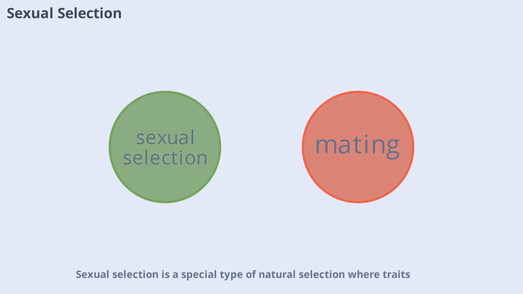Sexual selection is a special type of natural selection where traits are favored because they increase an organism's chances of attracting mates. In simulations, traits like bright colors or elaborate displays can be programmed to influence mating success. Over time, these traits can become more pronounced, even if they don't directly improve survival.